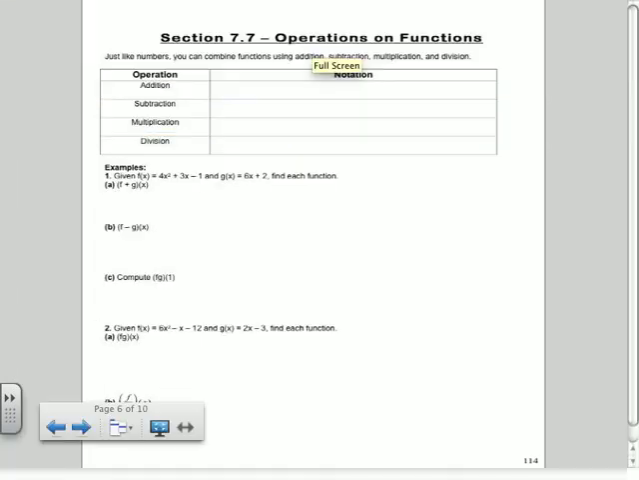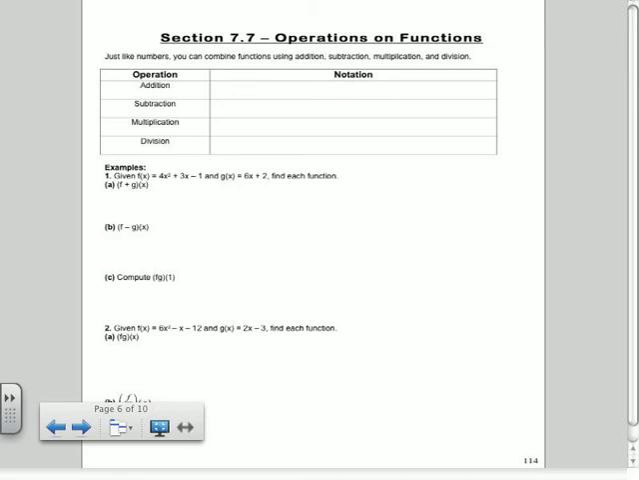Okay, so 7.7 is on operations on functions. So we know how to multiply, add, subtract, divide. We've done all those things with polynomials or with functions before. So we're going to learn one more thing. It's called composition. That's the thing you haven't seen yet. So let's start with the addition, subtraction, multiplication, and division.